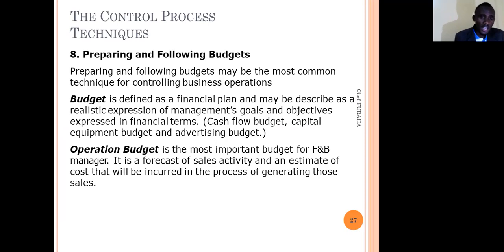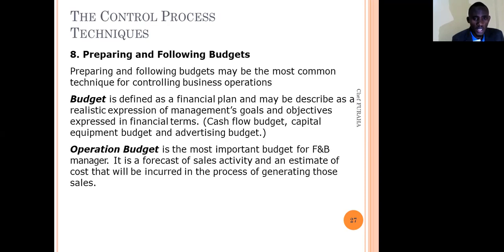Another technique, which is the last one that we are going to discuss, is preparing and following budgets. What is a budget? It is defined as a financial plan and may be described as a realistic expression of management goals and objectives expressed in cash or financial terms. So a budget will describe the future, a realistic expression of the management goals. A budget is going to meet the management goals. It is going to reflect our goals.